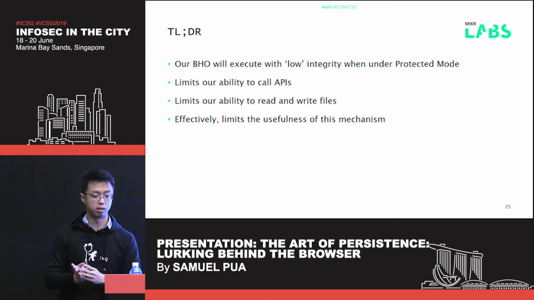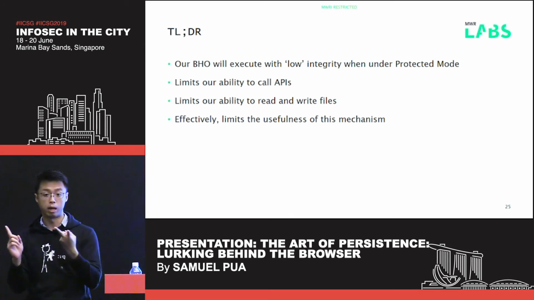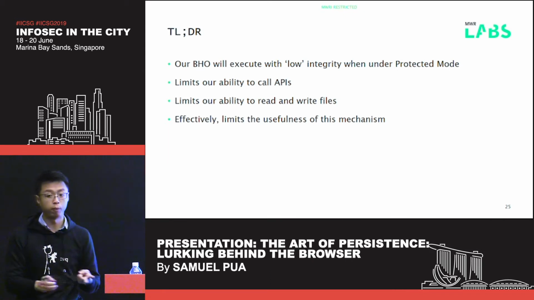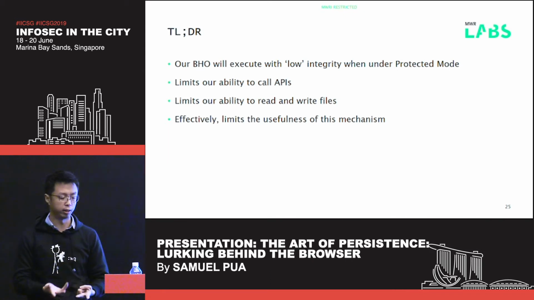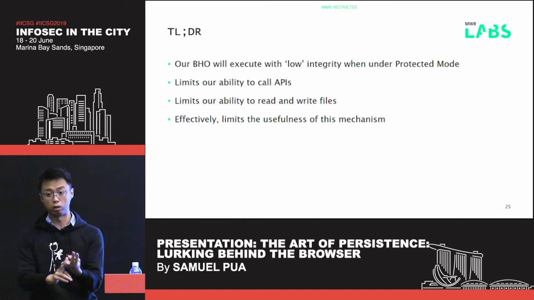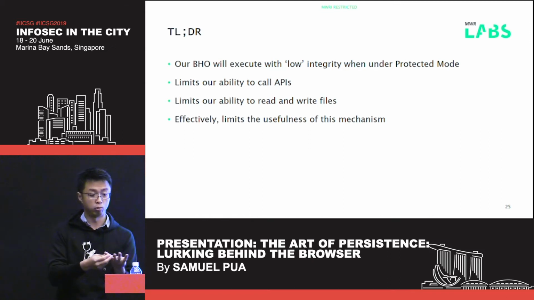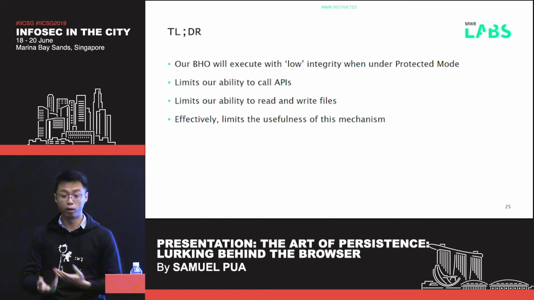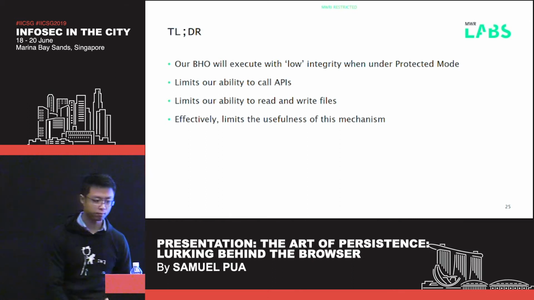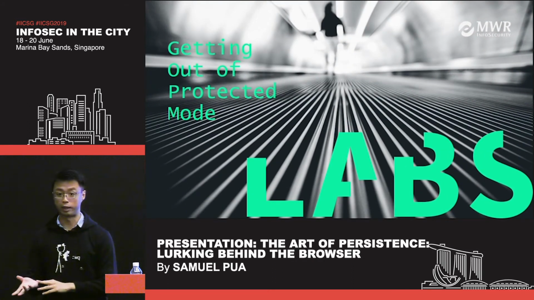So what happens is it limits our ability to call APIs, it limits our ability to read and write to files. Pretty much most files that we want can't be read or written. And we are not able to import kernel32, and we are not able to run commands. Essentially, everything we wanted to do can't be done. And guess what? No surprise. We'll be getting out of the protected mode.